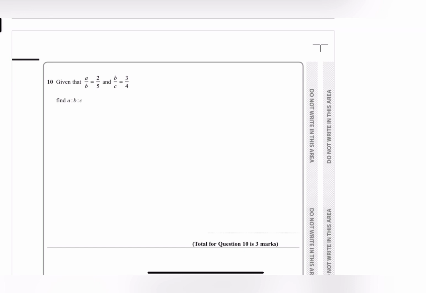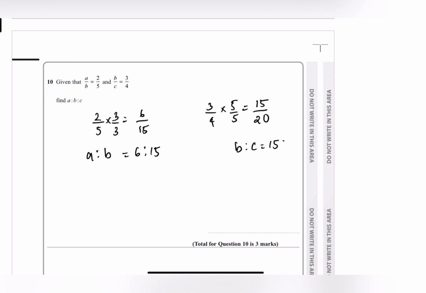One of the methods you can do is multiplying 2 over 5 times 3 over 3, you will get 6 over 15. Similarly, 3 over 4 times 5 over 5, you get 15 over 20. So you can say in the first part, A to B will be 6 is to 15. Similarly, B is to C will be 15 is to 20. So you can say A is to B is to C will be 6 is to 15 is to 20. That's the easiest method you can do.